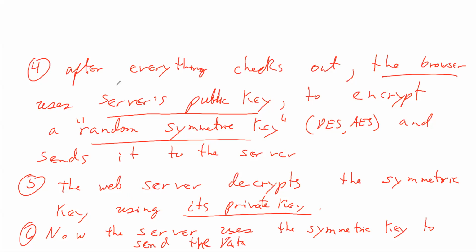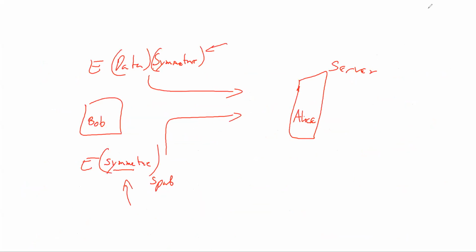All right, so then, as I said, now the server uses the symmetric key to send the data back to the client, but also here the web server decrypts the symmetric key. So hold on, see it here. After everything checks out, the browser uses the server's public key to encrypt a random symmetric key and sends it to the server. They can also send data. And also, as I just described in this slide, okay?